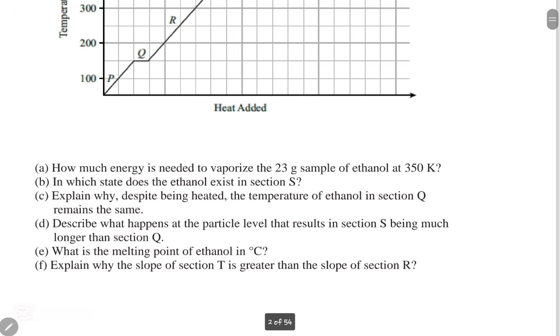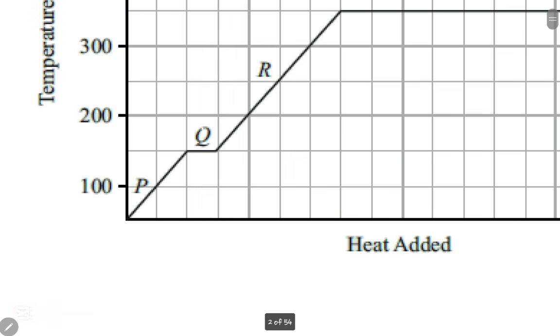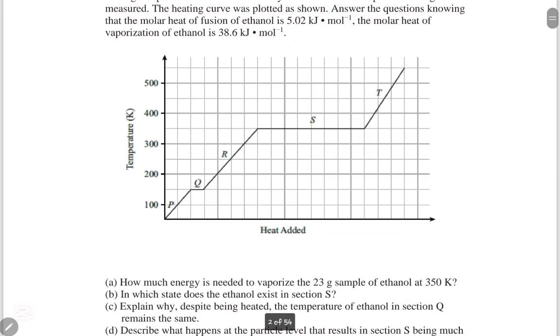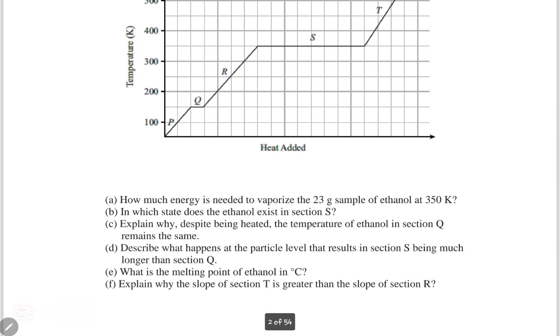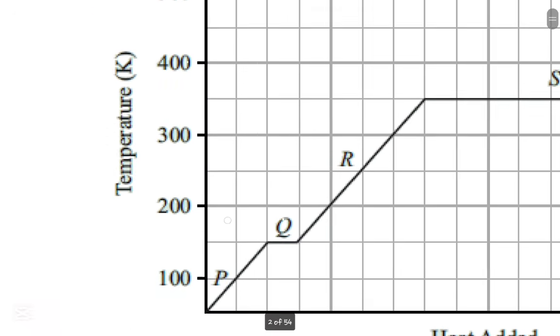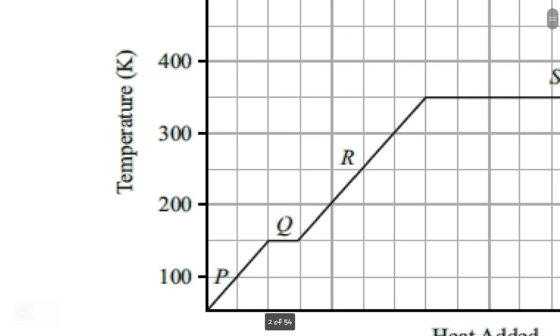I explained it orally. What is the melting point of ethanol? How do you find the melting point? Very simply, go back, sorry, my bad. The melting point of ethanol in degrees Celsius. If you check here, your temperature is in what? Your temperature is in Kelvin. So I'm going to go over here and say that this is the melting point in Kelvin. So it's going to be 150. How do I know? I got it from the graph.